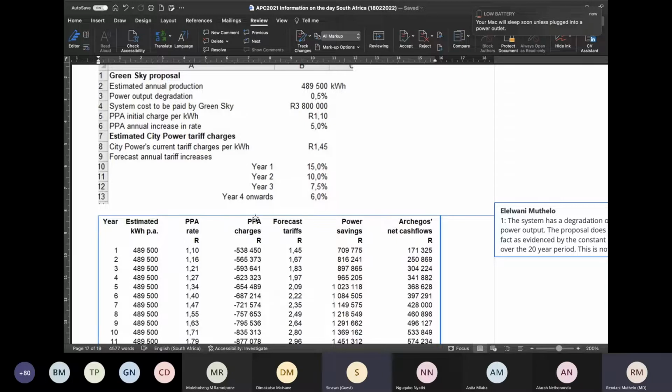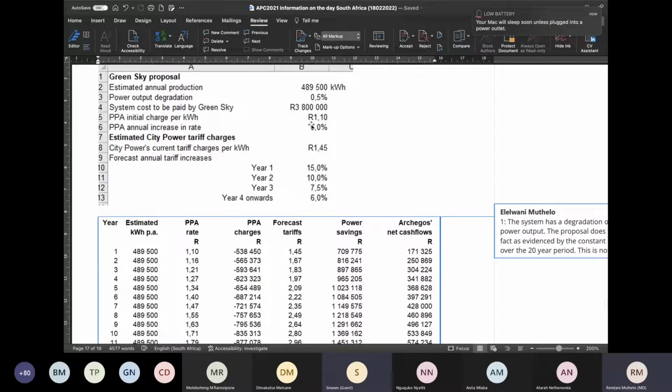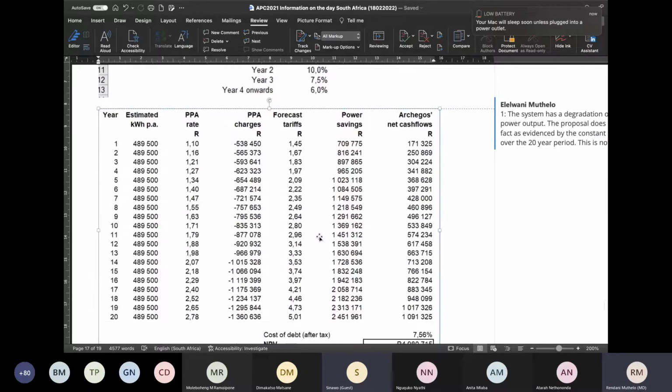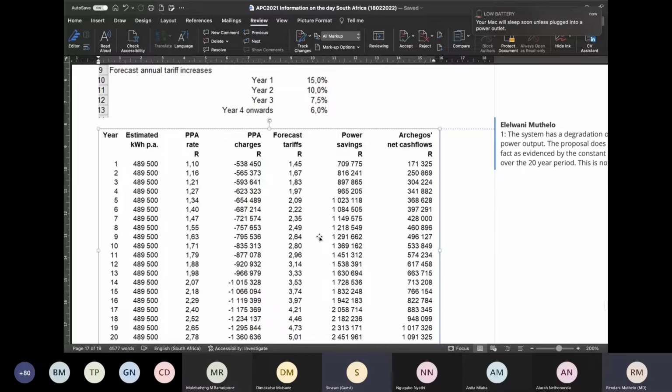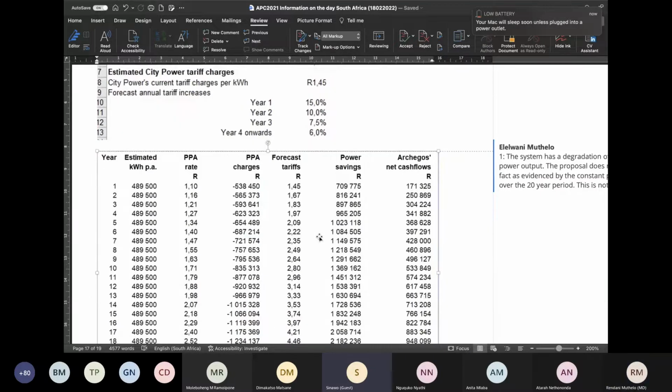All right. Then the system cost 3.8. We don't see the 3.8 in the analysis. Do we agree with that view? Yes, agree, because remember, Green Sky said, you guys will not pay anything, I'll pay. So when we analyze, we cannot include a cost we are not going to incur because it's not a cash outflow.